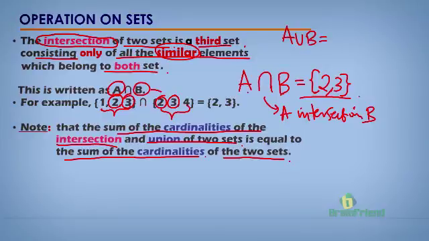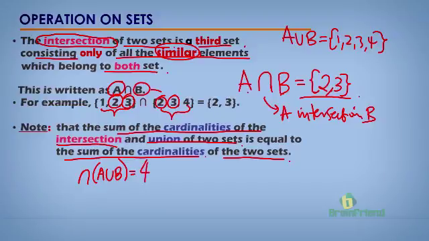If we found the union between both sets, we would have a set with elements 1, 2, 3, and 4. If we took the cardinality of our set A union B, we would have 4. That is, the count of the unique elements within our union A union B is 1, 2, 3, 4. 4 elements.